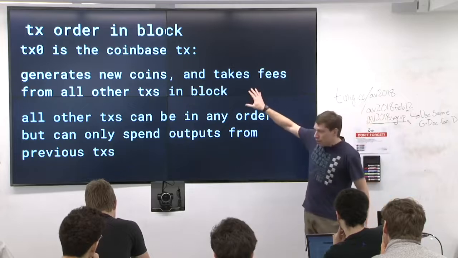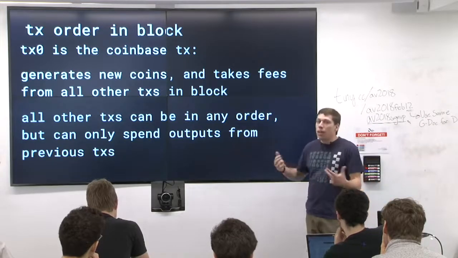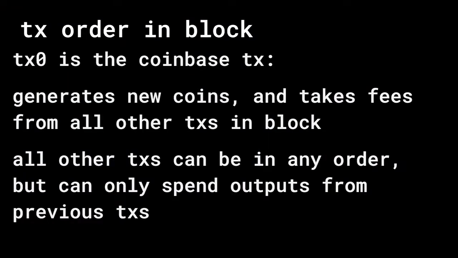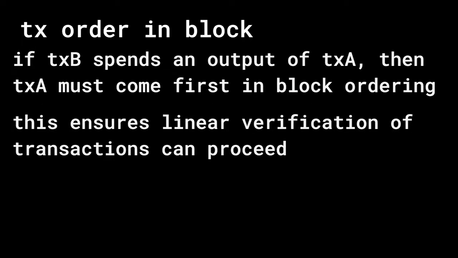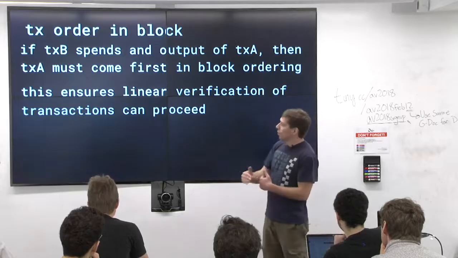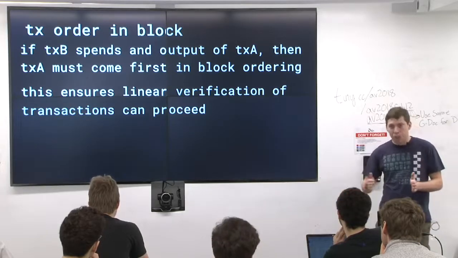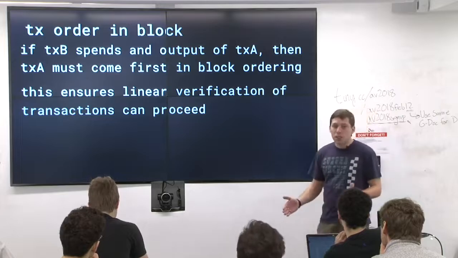So you got your Coinbase transaction. That's important. That's why people are doing this stuff, because they want money. All the other transactions can be shuffled around. However, they can only spend outputs from previous transactions. And previous means they have an index within the block that's lower, right? So for example, if transaction B spends an output of transaction A, transaction A must come first in the block ordering. This makes it so that you can go through in a linear fashion and validate every transaction in order.